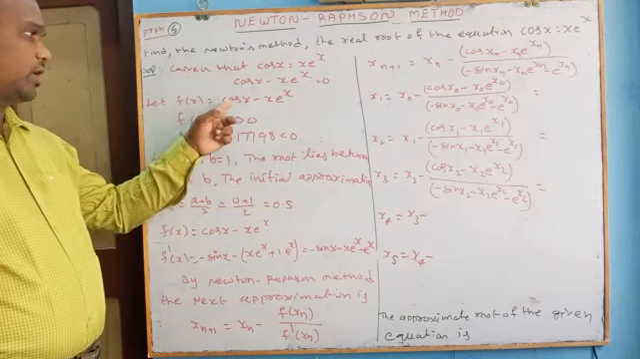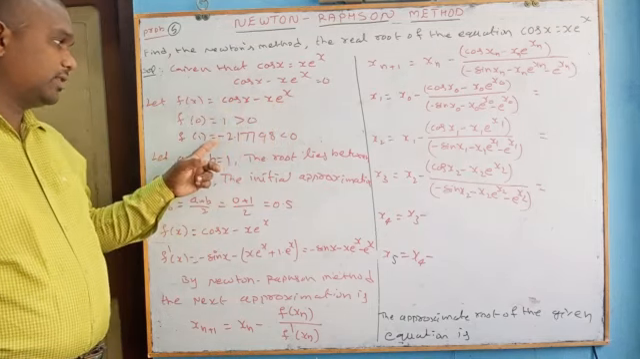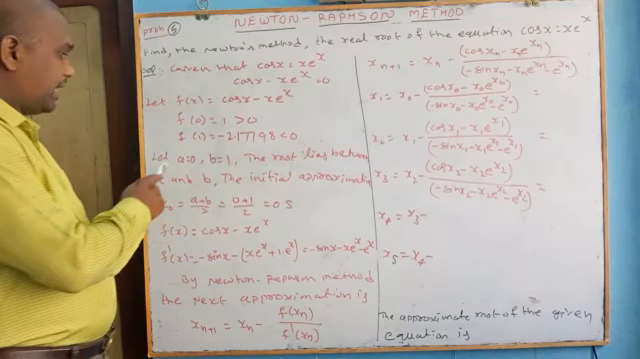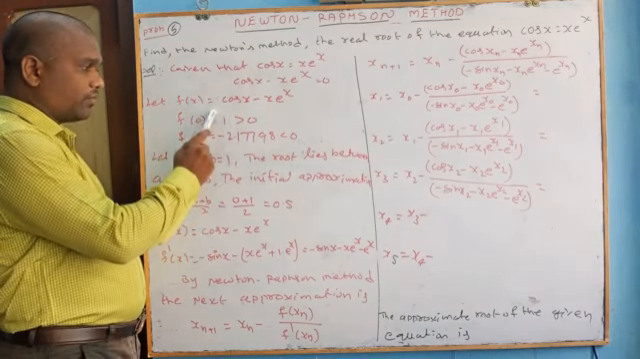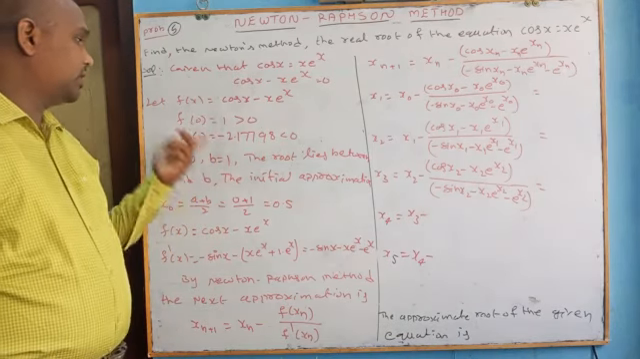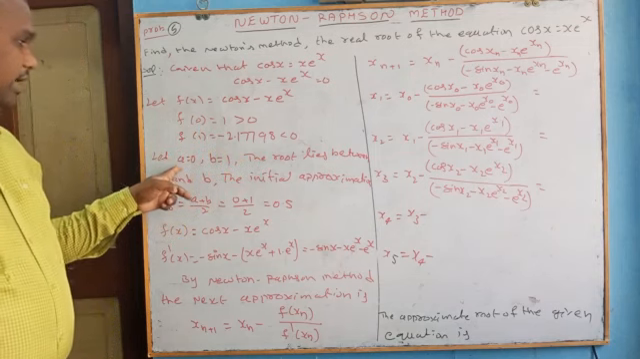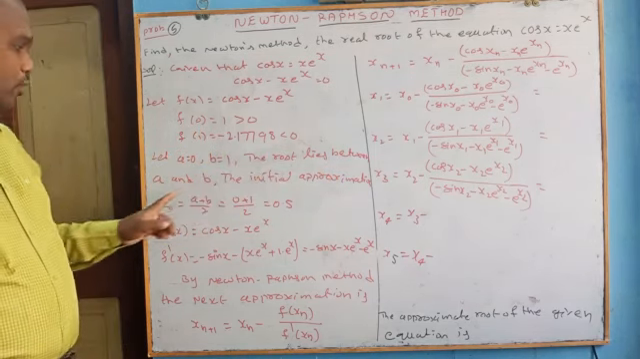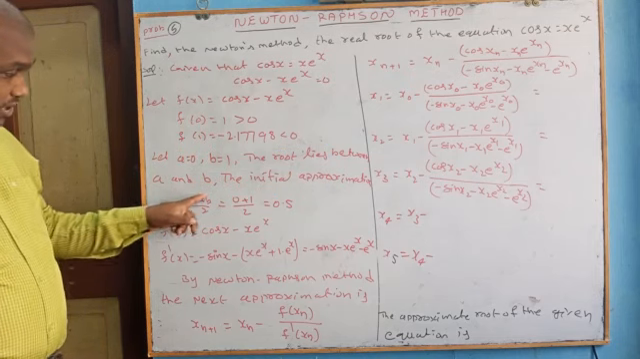Put x is equal to 1, cos 1 minus 1 into e power 1, that is minus 2.17798, which is less than 0. Let a is equal to 0 and b is equal to 1, and f of 0 and f of 1 have opposite signs, so the root lies between 0 and 1. You can write here a is equal to 0 and b is equal to 1, the root lies between a and b. The initial approximation x naught is equal to a plus b by 2.